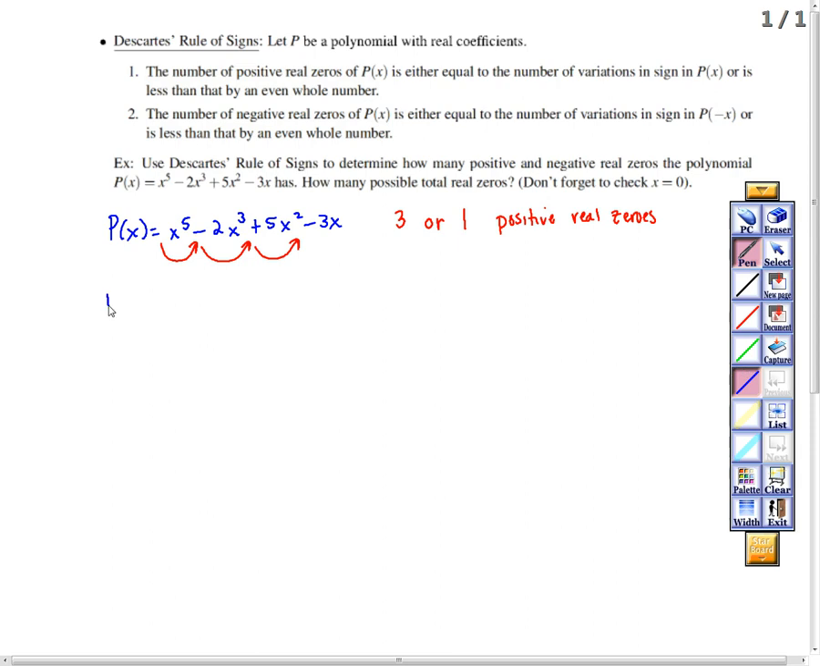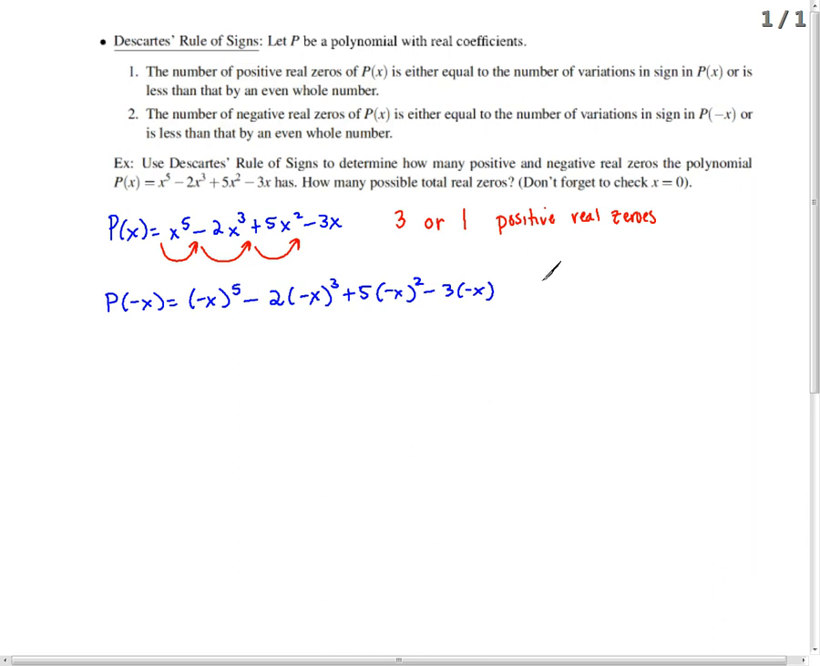Okay, now let's put in P of negative x. Remember, that means instead of x, I write negative x in its place. So this is negative x to the fifth minus 2 times negative x cubed plus 5 times negative x squared minus 3 times negative x. Remember that if you have negative x to the fifth, that means you have negative x and you write it 5 times.